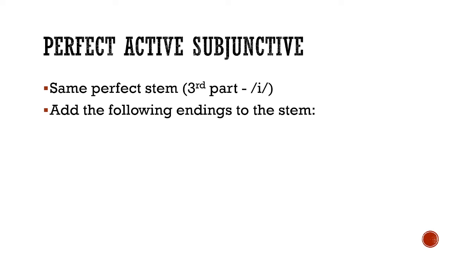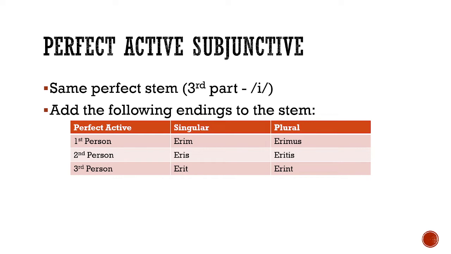Then we're going to add these endings to make the active subjunctive of the perfect tense. And those endings are erim, eris, erit, erimus, eritis, and erint. You might be saying, hey, this looks a lot like the future perfect indicative. And if you are saying that, good for you, because it is a lot like the future perfect indicative. The one big exception, however, is, once again, we have M in the first person singular, not O. So the future perfect used ero. We're using, for the perfect active subjunctive, erim. Otherwise, yes, it's the same endings.